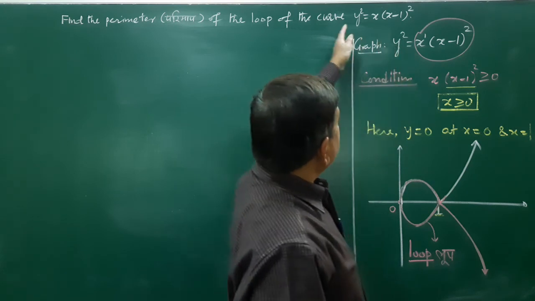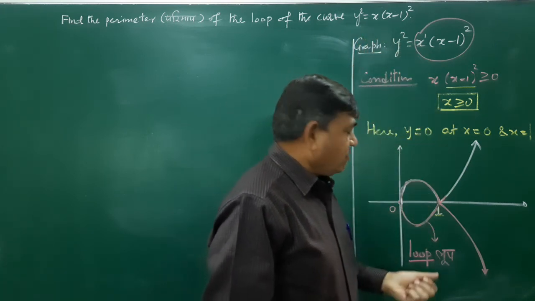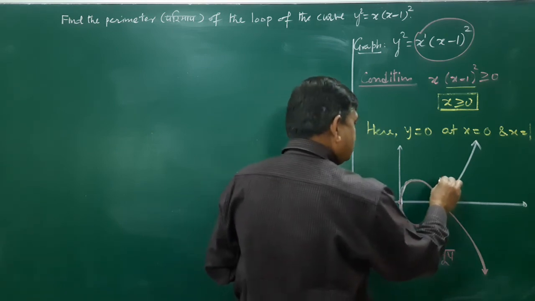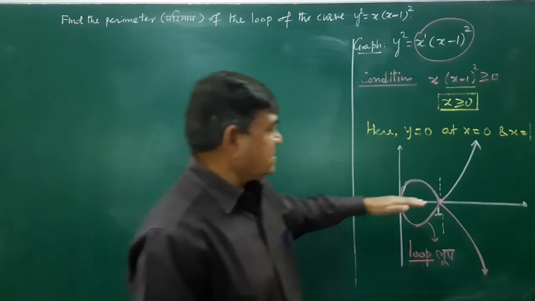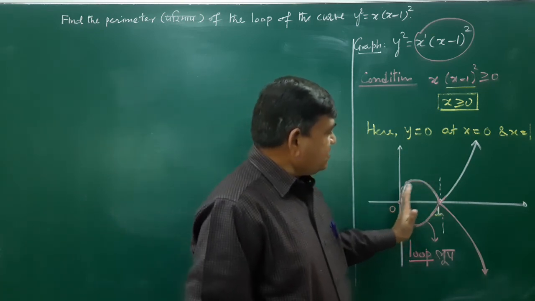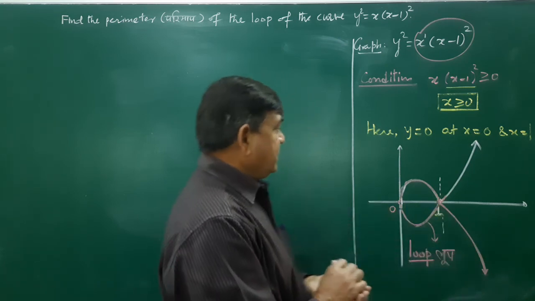So y square equals x times x minus 1 whole square. So this is the graph of this one. We want to find the length of this particular loop. So remember, this is a symmetrical figure. The loop is between 0 to 1. So we first find this length and we double this one. Okay, so let us see.